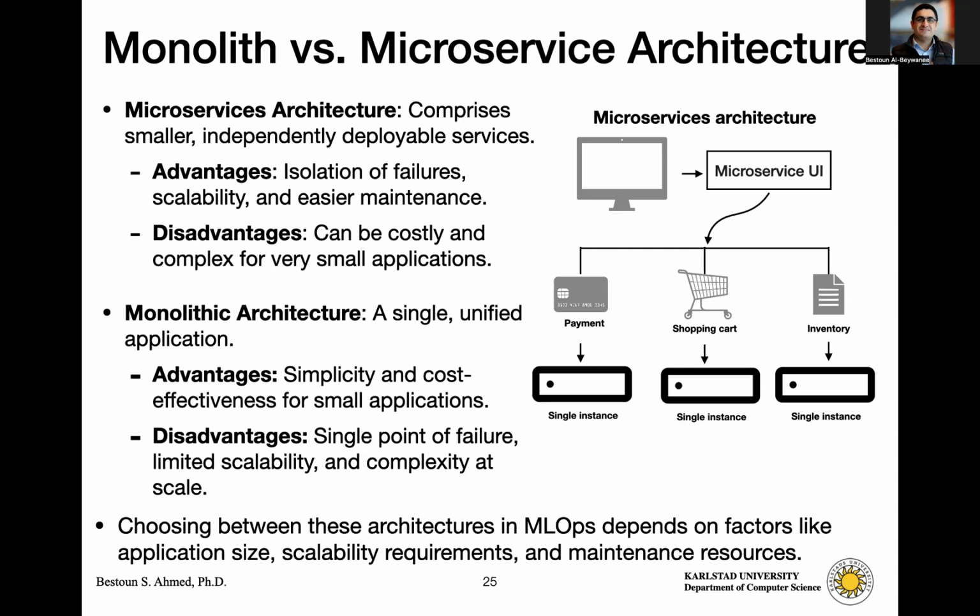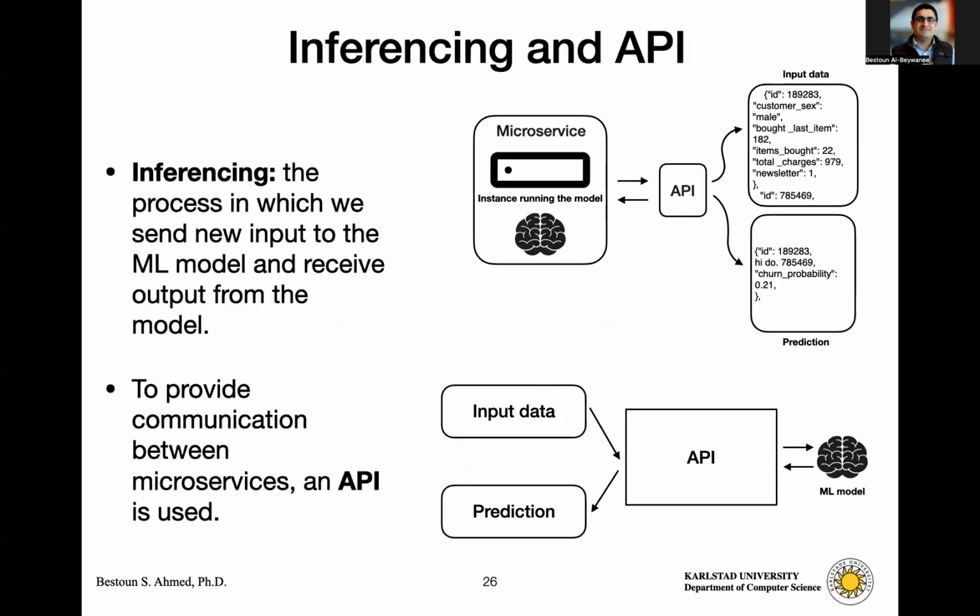The monolithic architecture is a single unified application that contains everything. The good thing is that it's simple and cost effective. The disadvantage, of course, as we know, is a single point of failure. If something happens, then everything will collapse. But this is something you have to decide as a designer, an MLOps specialist, or an AI engineer.